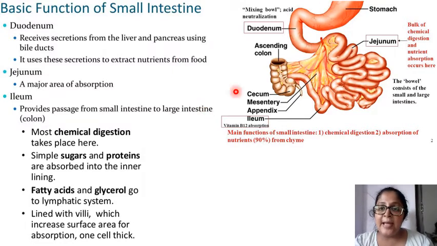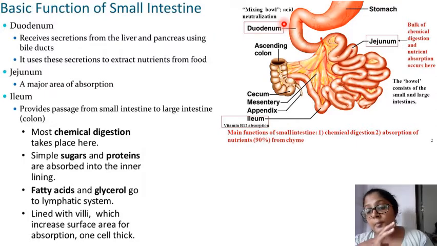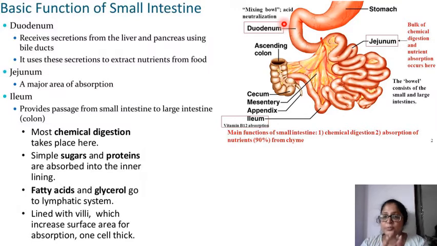Now, mixing bowl and acid neutralization, this is a very important function of the duodenum, because the stomach is highly acidic, as I've mentioned, because of the presence of corrosive HCl. So the food or the chyme which is formed in the stomach is acidic in nature, and in that highly acidic medium, none of the digestive juices can function. So it has to be neutralized, or the acidity of the chyme has to be reduced, which is done by the duodenum. So this is one of the very important functions of the duodenum in the body.